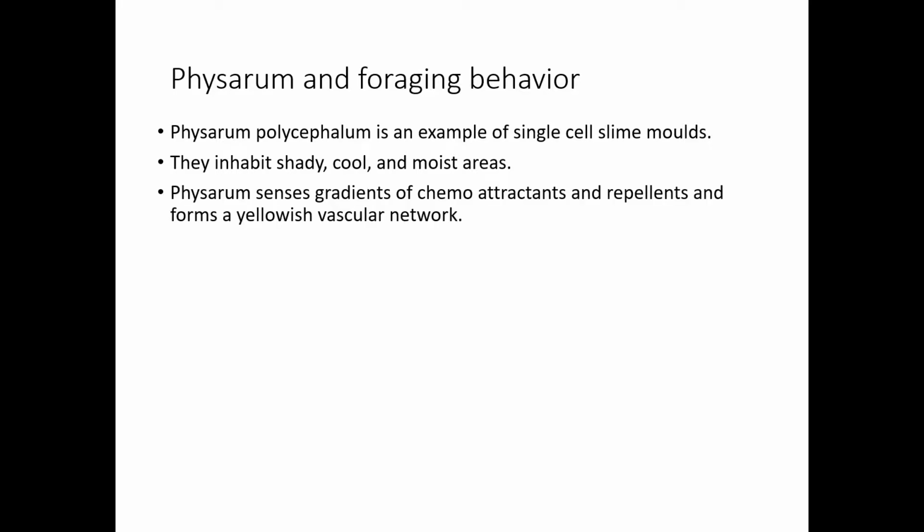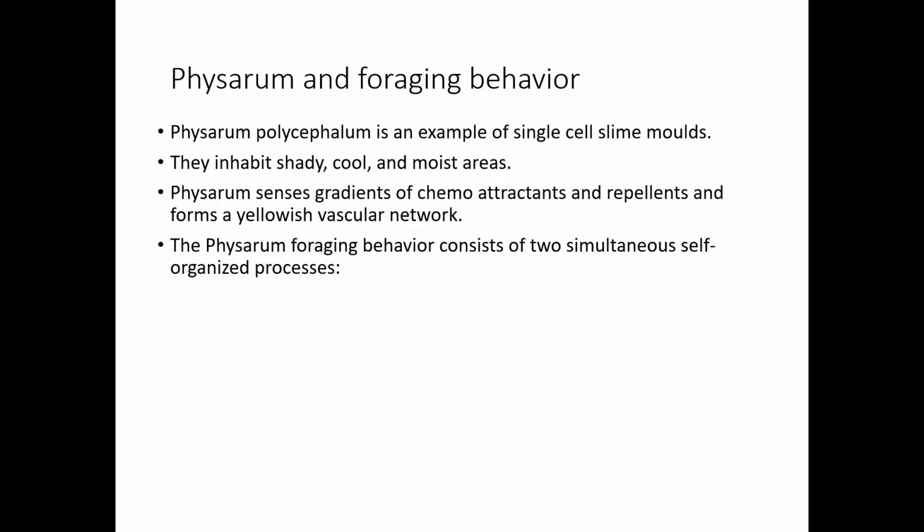Physarum polycephalum is an example of a single-cell slime mold. They have some similarities with fungus, but they are not. They inhabit shady, cool and moist areas. They sense gradients of chemoattractants and repellents and form a yellowish vascular network. During their foraging for food resources, they perform two simultaneous self-organized processes, exploration and exploitation.